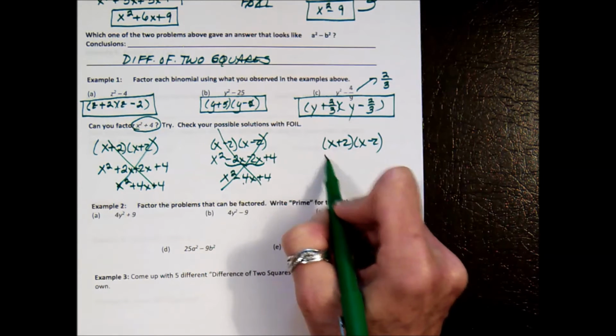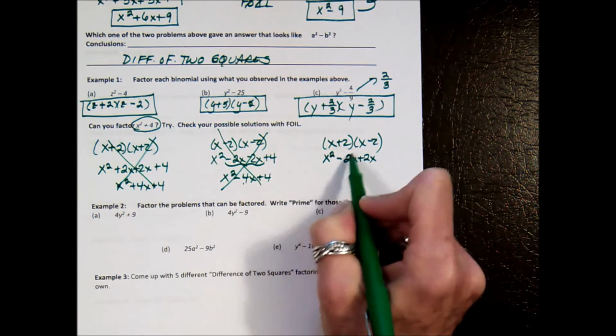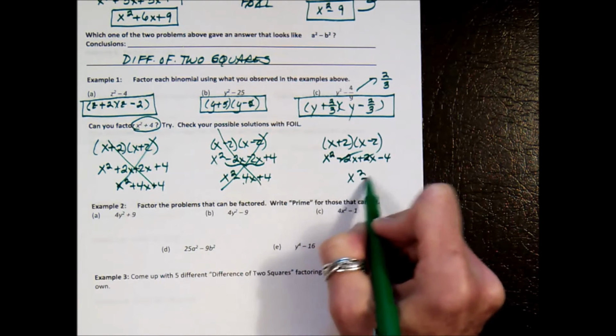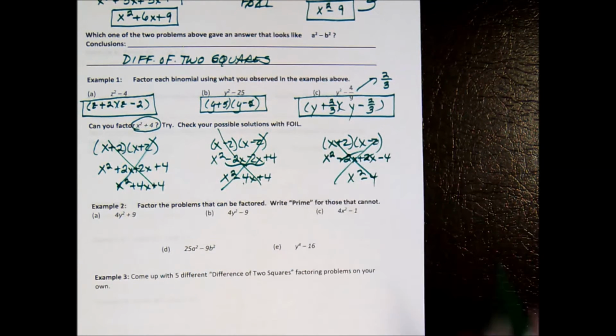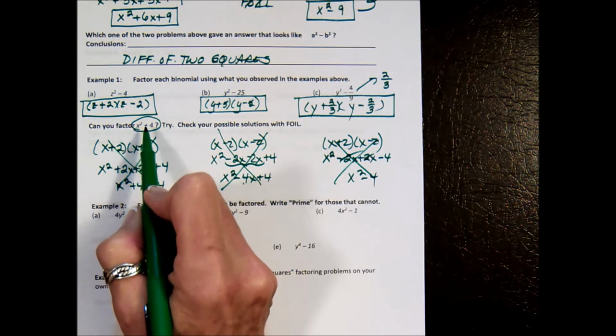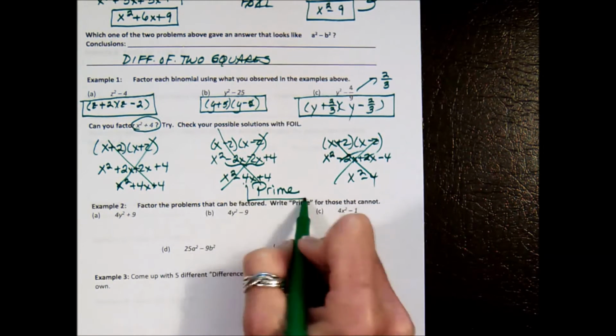And I'm pretty sure we just talked about this one. This is going to give us x squared minus 2x plus 2x, so that's good. Those are going to go away. But my last term is going to be a negative 4. That didn't work either. The truth is, this is not factorable. It is prime.